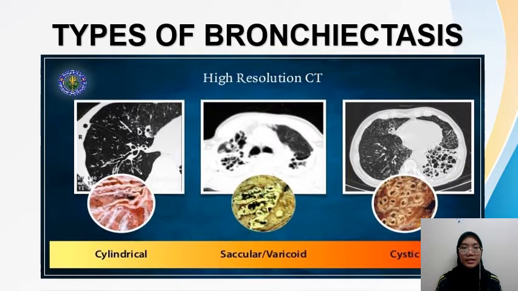As we can see, these are the three types of bronchiectasis that can be seen from the high-resolution CT scan of the lungs. The first one is cylindrical, the second one is saccular or varicose bronchiectasis, and the last one is cystic bronchiectasis.